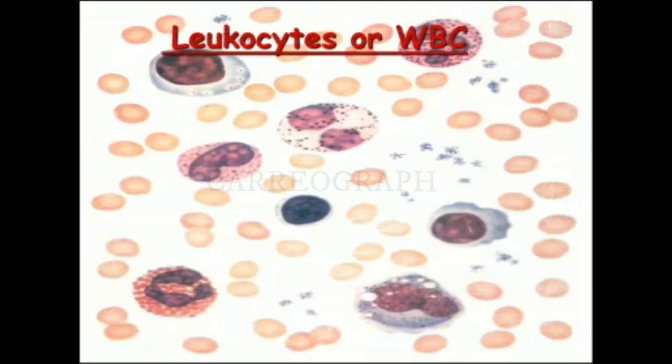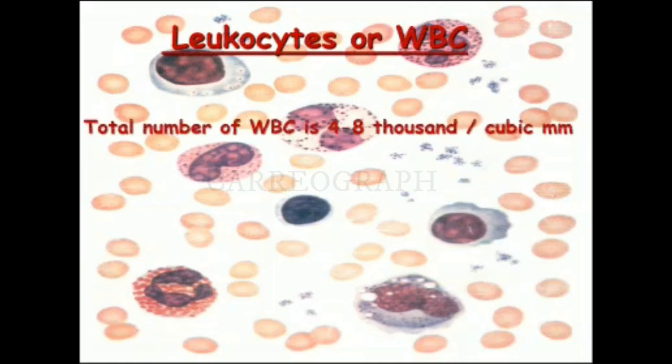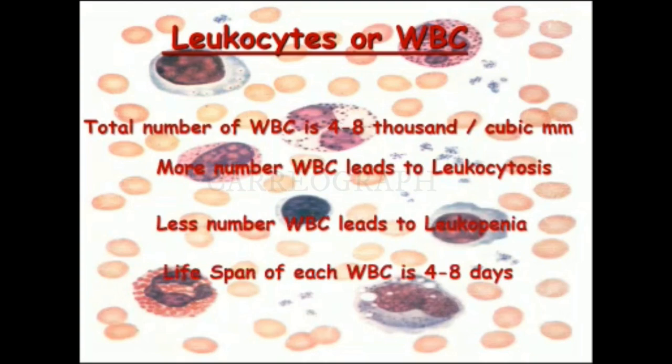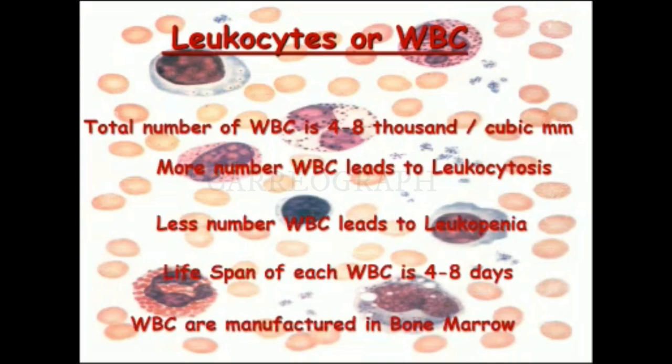These WBC, as far as number is concerned, are around 4 to 8,000 per cubic millimeter. If the number of WBC increases, it leads to leukocytosis, and if the number decreases in the blood, it leads to leukopenia. The lifespan of WBC is only 4 to 8 days, and these are also manufactured in the bone marrow. Now we will see the function of WBC.